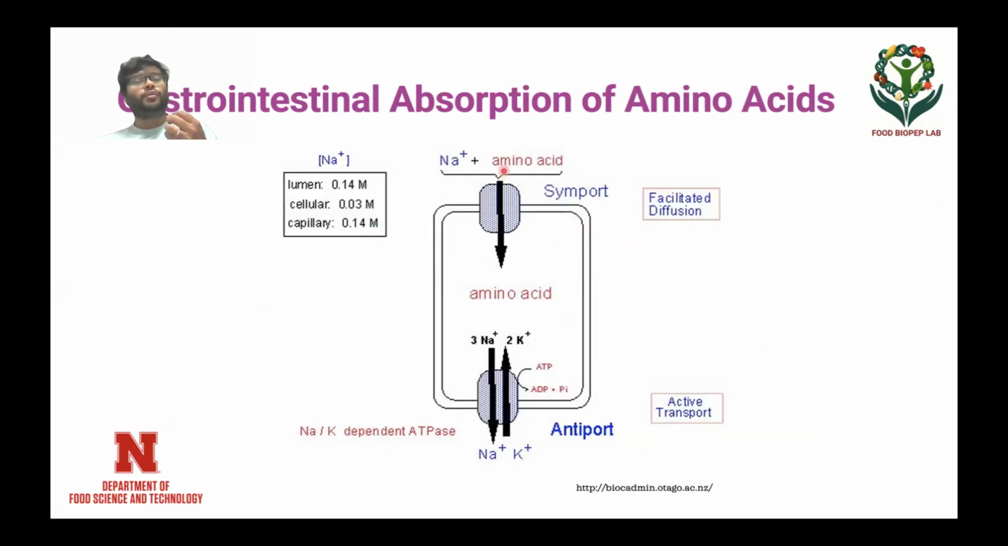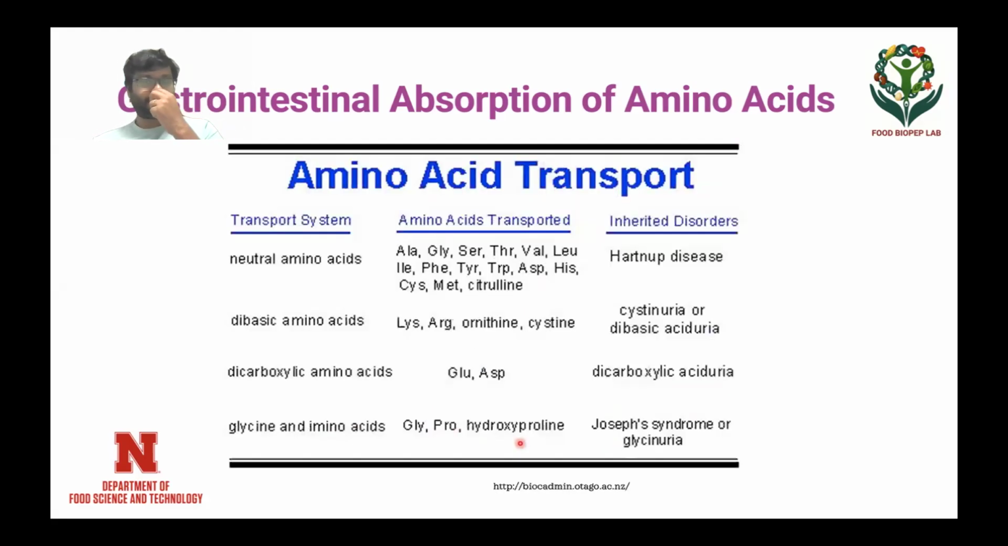So amino acids go from the lumen of the intestine to the bloodstream, specifically to the portal vein and then to the liver, through amino acid transporters. We have these amino acid transporters in the gastrointestinal epithelial cells, which take these amino acids from the lumen and then transport them into the bloodstream. But there are different kinds of amino acid transporters.